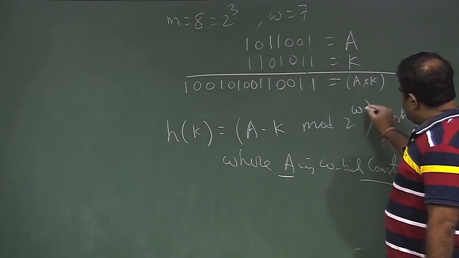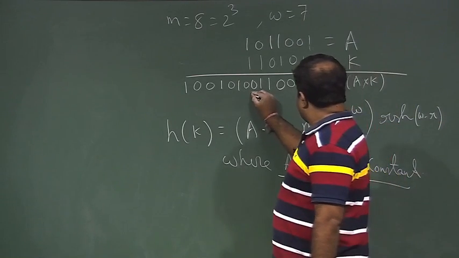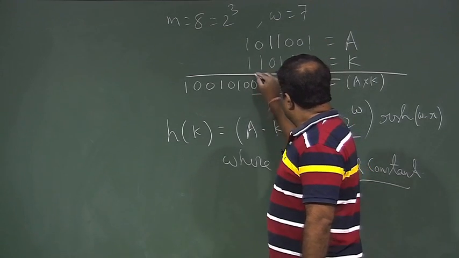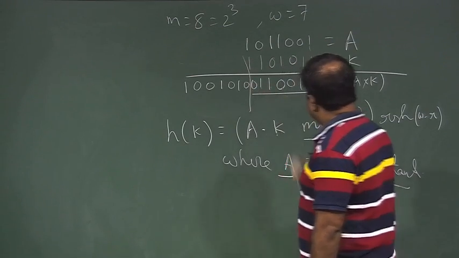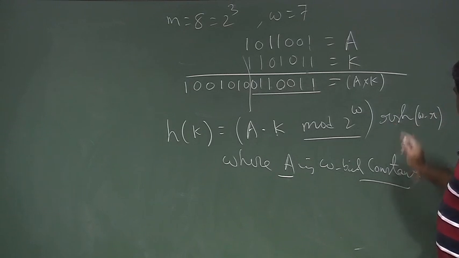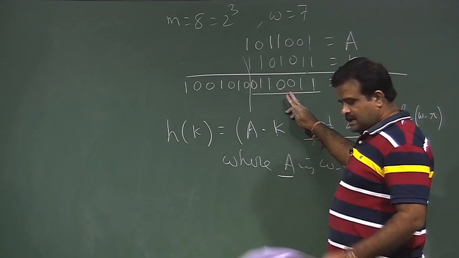Okay, now we have to take mod of 2 to the power W, mod of 2 to the power 7. So this is up to 7 bits: 1 2 3 4 5 6 7. Then we do the right shift of W minus R times. W is 7, R is 3, so 4 times. If we shift this 4 times, then what?